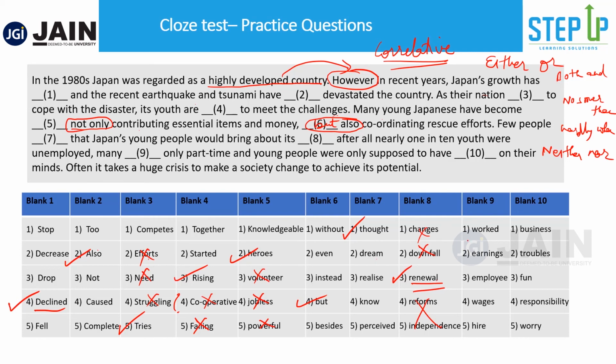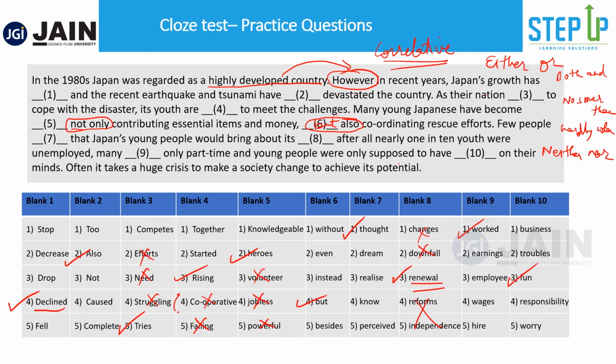youth were unemployed. Many dash only part-time. Many earnings, many employee, many wages, higher. Many worked only part-time, and young people were only supposed to have fun, right? This makes more sense in their minds. So this is what the earlier belief was, but then often it takes a huge crisis to make a society change to achieve its potential.